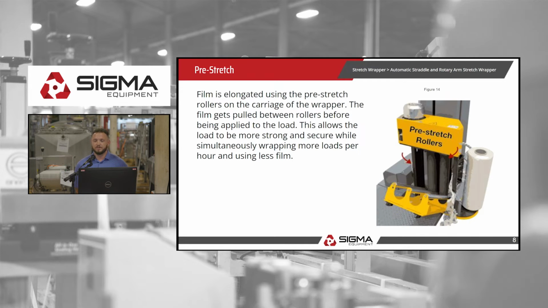Pre-stretch is a film that is elongated using pre-stretch rollers on the carriage of the wrapper. The film is pulled between the rollers before being applied to the load. This allows the load to be more strong and secure while simultaneously wrapping more loads per hour while also using a lot less film. You can typically see these between 50 and 300% pre-stretch.